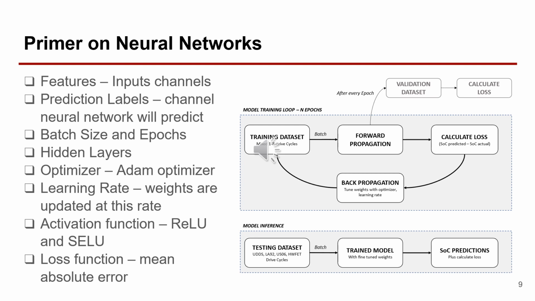Now we'll see the different terms that are important for machine learning. The several input channels that are fed to the neural network are called features. In our case, we had a lot of features like voltage and current, etc. The channel that the neural network will learn to predict during training is called the prediction label. In our case, it was SOC. Then the dataset is split into smaller batches, both during training and testing. This is typically set to 32 and is called batch size. If there are n features, then the model is fed n times 32 data points in each batch.